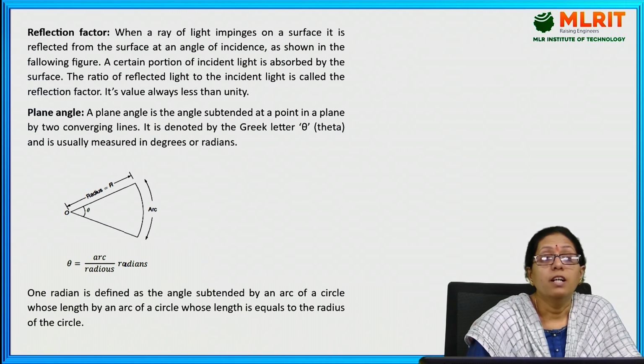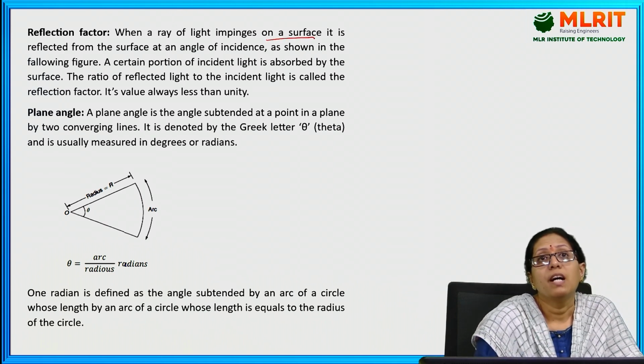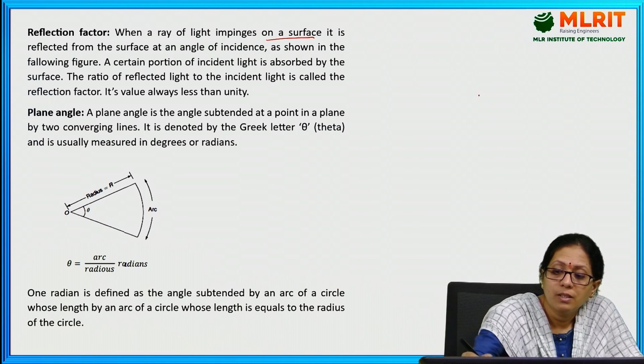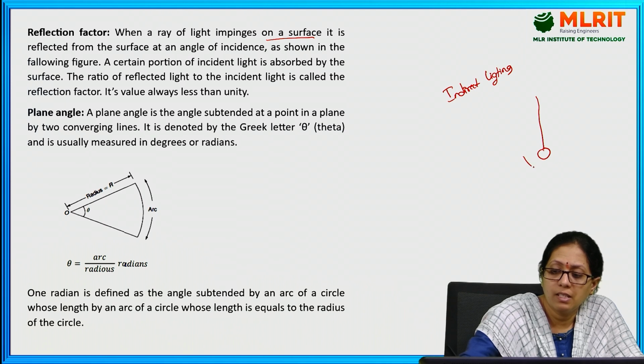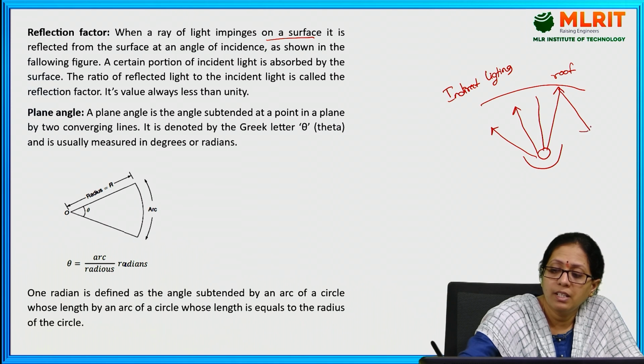Here you can see the reflection factor. When a ray of light falls on the surface, it is reflected from the surface at an angle of incidence, as shown in the figure here. In indirect lighting, the bulb is placed in this manner, so the light first falls on the roof and after that it reflects back.